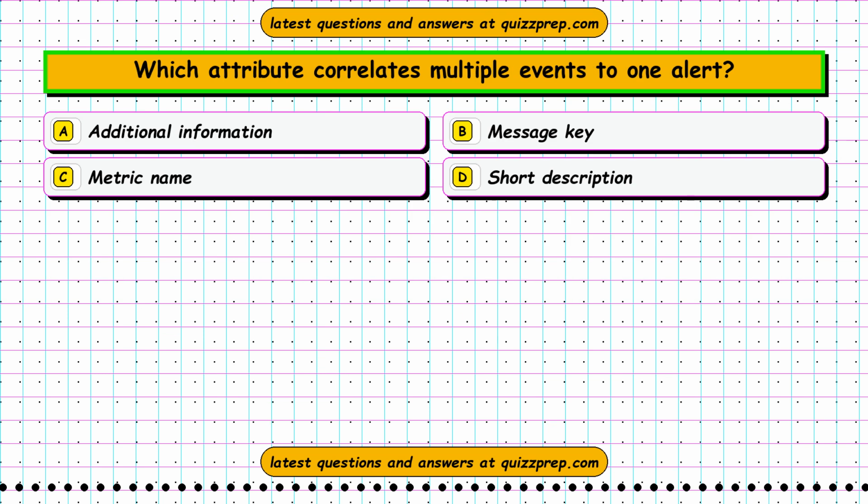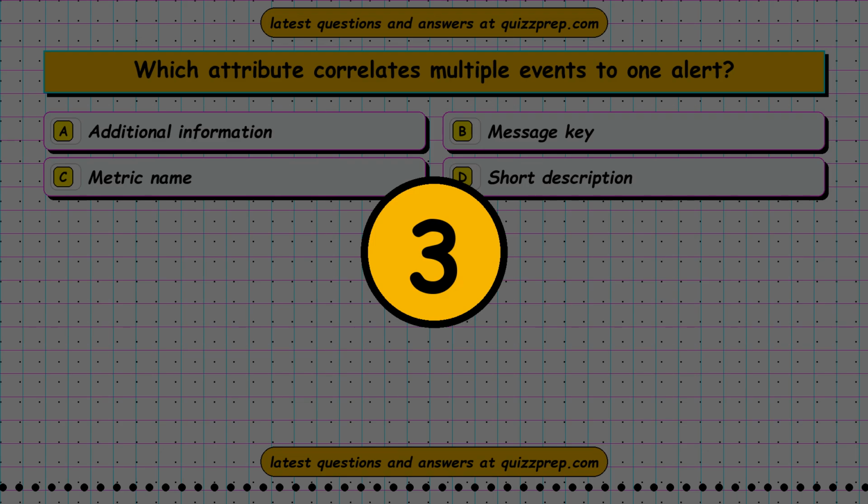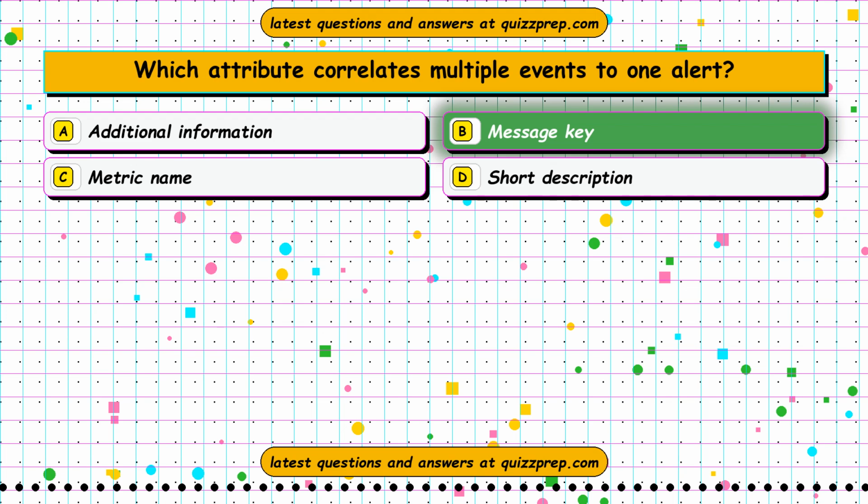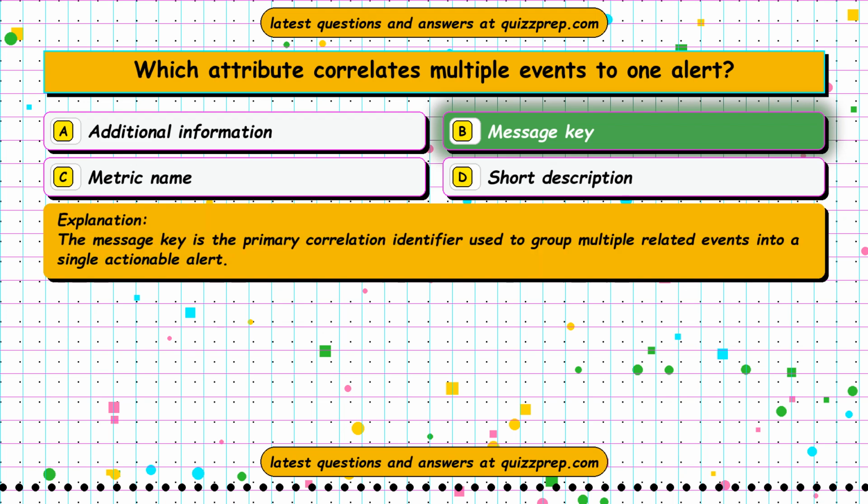Question 28. Which attribute correlates multiple events to one alert? Option A, additional information. Option B, message key. Option C, metric name. Option D, short description. The correct answer is option B, message key. The message key is the primary correlation identifier used to group multiple related events into a single actionable alert.